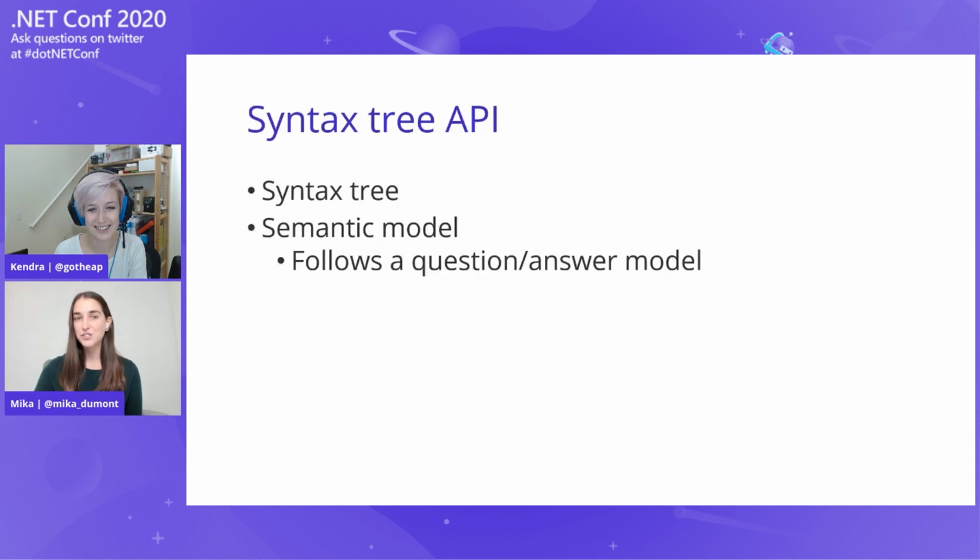Today, if you want to write an analyzer, you do need to use the syntax tree API, which basically has two components to it. It has the syntax tree, which is a high-level representation of your code. This includes all your comments, your white space, and line trivia. And then we have the semantic model, which basically contains any information related to the meaning of your program and the symbolic information that you need. The way that these two components interact is through a question-answer model. So from the syntax tree, let's say you have an array and you want to figure out what type the array is, you ask the semantic model, and the semantic model will return an answer to you.